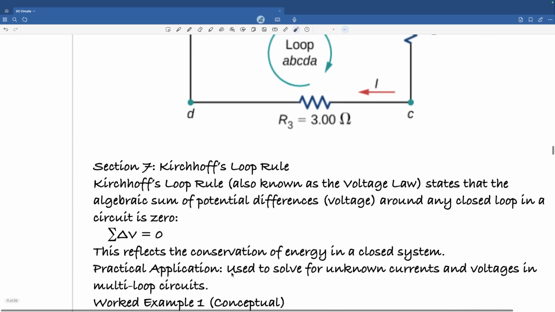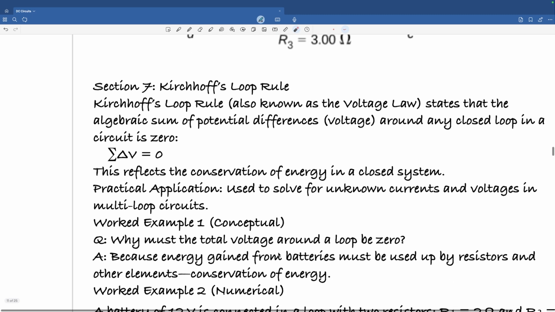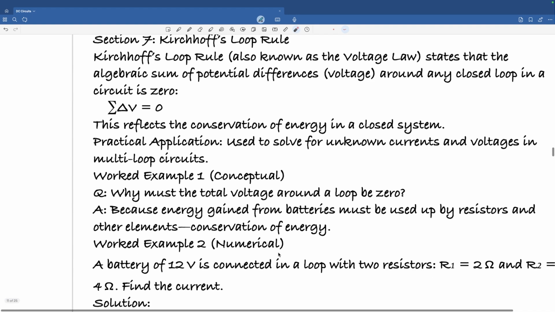I'm going to explain that. But understand that this is a consequence of the conservation of energy. So the first law is a consequence of conservation of charge. The loop rule is a consequence of the conservation of energy. Again, it's used to solve for unknown currents and voltages in multi-loop circuits, and surely this is going to be a question for you on the exam where you have to apply these two rules and solve for the current. You will see that in the problem set.